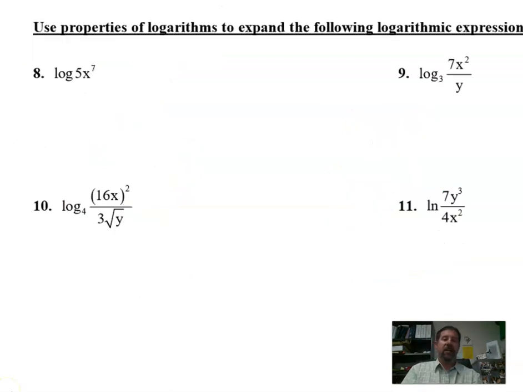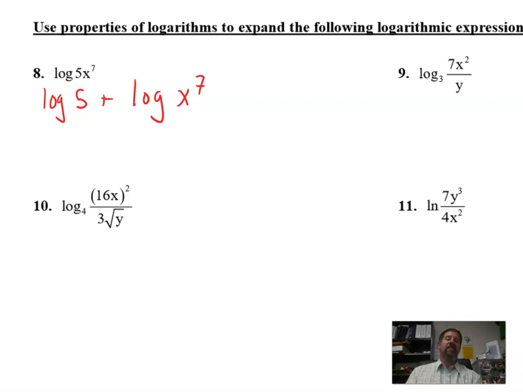All right, on this last little bit here, we're going to use our properties of logs to expand the following logarithmic expressions. All right, I want to make them big, long statements. So I'm going to start on number 8 by isolating the base with the x. I can't move the 7 to the front because that is not all the base. Okay, the 7 is only on the x. So I'm going to start by expanding using my product property. Because the 5 and x to the 7th are multiplying each other, I can separate those with a plus sign. Log of 5 plus log of x to the 7th.